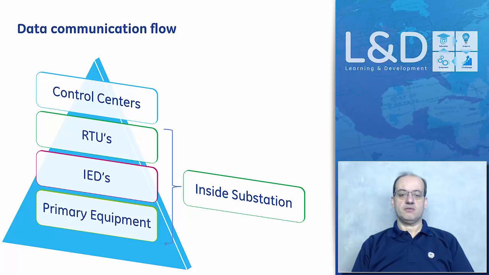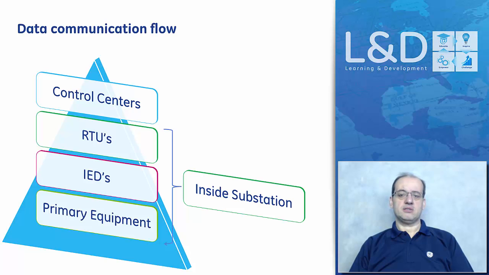So from a data flow or a communication flow, it goes from the primary equipment to the IEDs to the RTUs. Most of this equipment would be located inside the RTUs. Sometimes some of it will be located in a controlled environment. Some of it will not be. For example, the primary equipment, the IEDs, might be sitting in the switchgear or the switchyard, and that switchyard may not be inside the building. It might be just sitting outside.